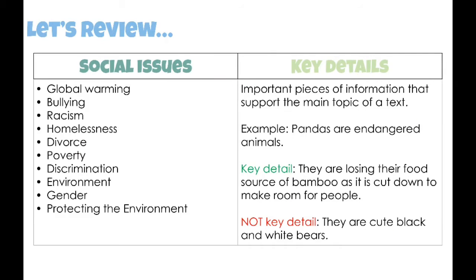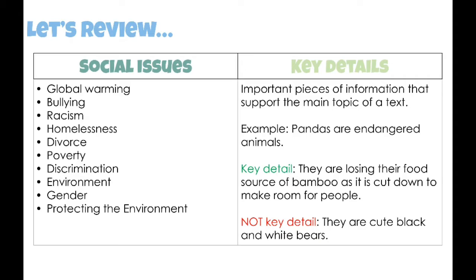So let's review what social issues are. It's like global warming, bullying, racism, homelessness, divorce, poverty, discrimination, environment, gender, and protecting the environment. So these are all great social issues, and there's more than that if we keep on thinking about it, but that's a broad range of them.